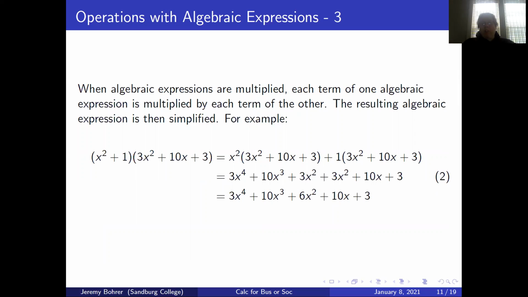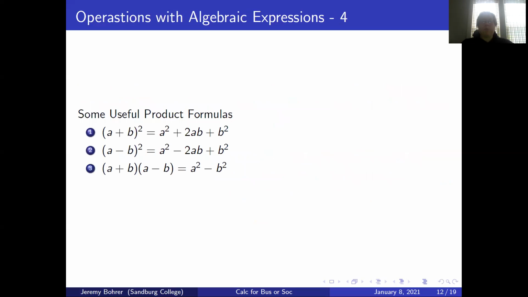When algebraic expressions are multiplied, each term of one algebraic expression is multiplied by each term of the other. The resulting algebraic expression is then simplified. For example, x squared plus 1 times 3x squared plus 10x plus 3 is equal to x squared times 3x squared plus 10x plus 3, plus 1 times 3x squared plus 10x plus 3, which is 3x to the fourth plus 10x cubed plus 3x squared plus 3x squared plus 10x plus 3, which is 3x to the fourth plus 10x cubed plus 6x squared plus 10x plus 3.